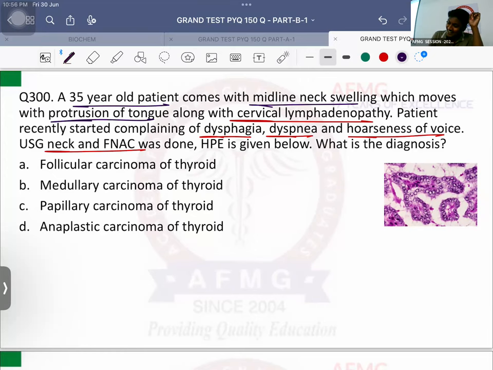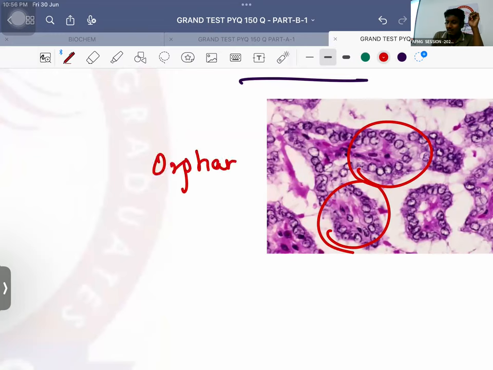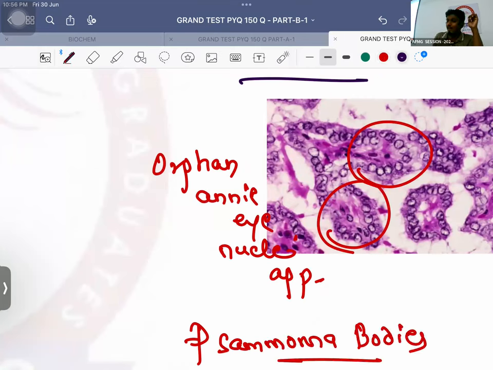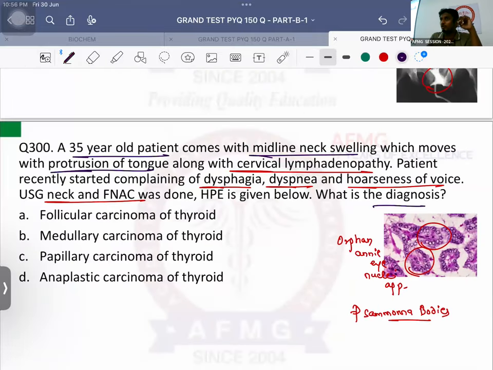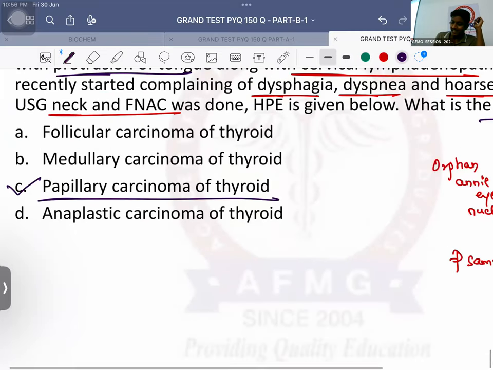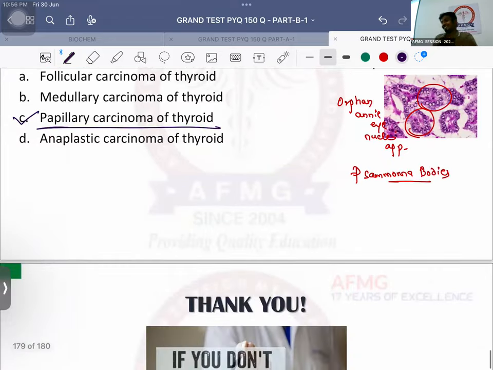Histopathology was given below. What is the diagnosis? What is seen on histopathology? Which appearance? Empty nucleus giving us the Orphan Annie nuclei appearance. Ye sarkari question hai tumhare exam ka. And which bodies? Psammoma bodies. Usually in which patient, adult or elder, young or elderly? Young, risk factor of exposure, thyroglossal cyst. Okay, so diagnosis should be option C, papillary carcinoma. Thank you so much.